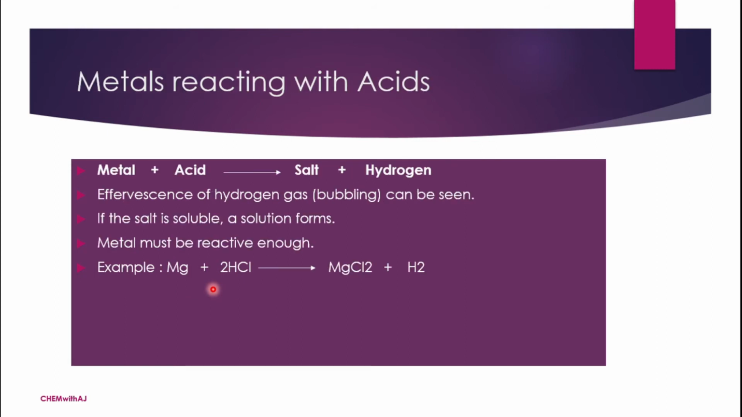So then we move on to the types of reactions. So we have metals reacting with acids. This is the general equation. Any metal that reacts with acid will give us a salt and hydrogen. When hydrogen is formed, we can observe effervescence of the gas, or bubbling.